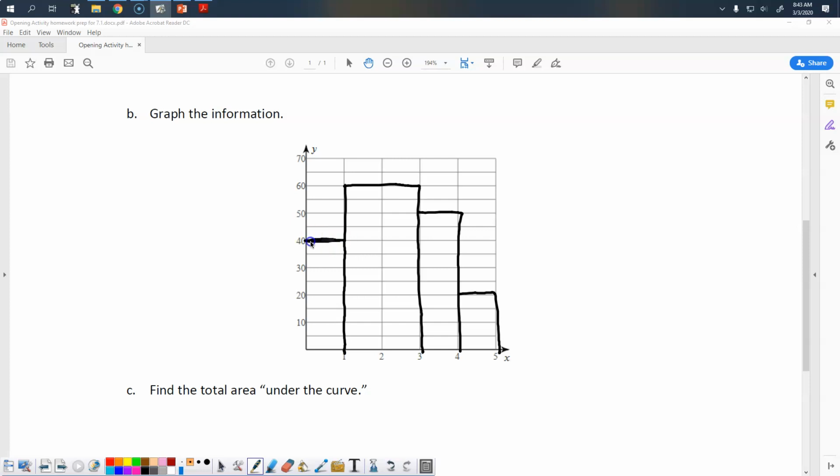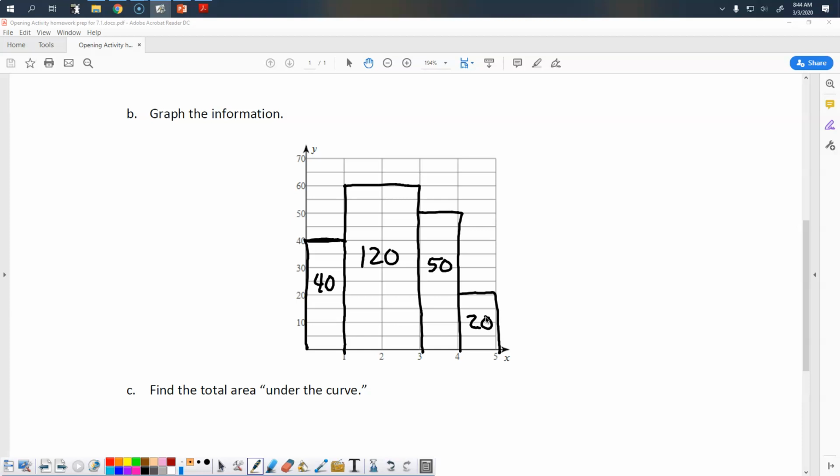Let's see. So we have 40 is the height, right? What's the base? So what's the area of this little rectangle? What is the base of this rectangle times the height? These numbers should be looking familiar. 50 times 1. And then 20. Those are the same numbers that Pearl gave us earlier. Remember that?